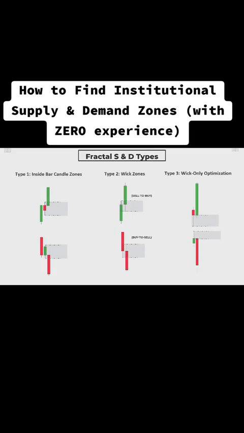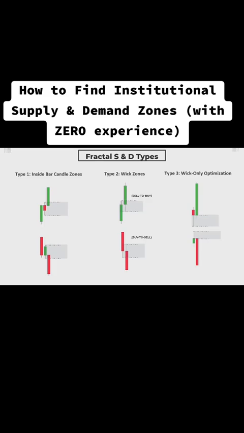Not all zones are created equal. Now obviously, not every supply or demand zone you see on the chart deserves your attention, because some zones just don't hold. They get broken, ignored, or barely respected by price. That's why we don't just mark every little pause in price as a zone. We only care about the ones with real weight behind them, the ones smart money actually respects.